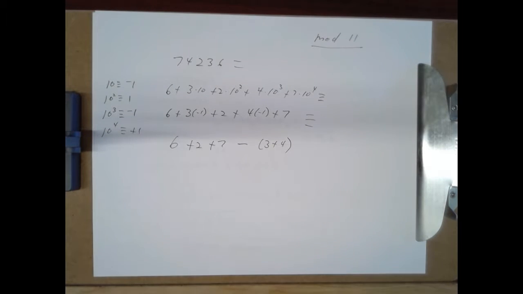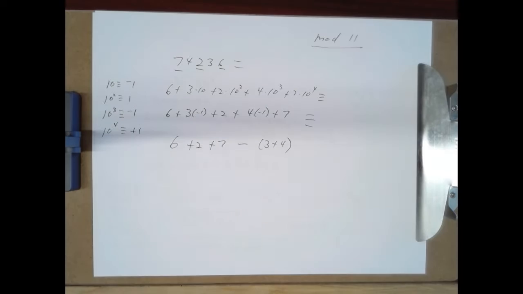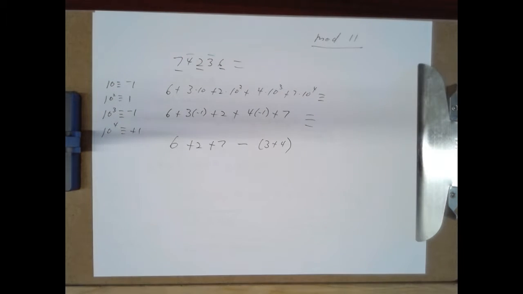So we can tell whether a number is divisible by 11 by doing the following trick. Add up all of the odd-positioned digits, 1, 3, 5, 7, 9, and so on. Add up all of the even-positioned digits, 2, 4, 6, and so on. And if the difference of those two sums is divisible by 11, then your number is divisible by 11.